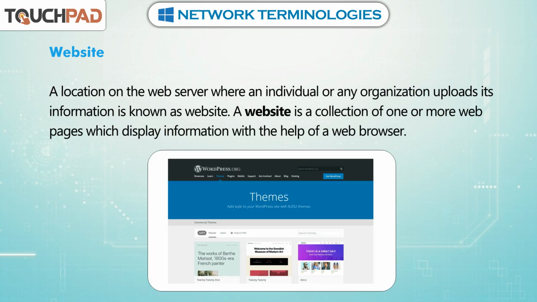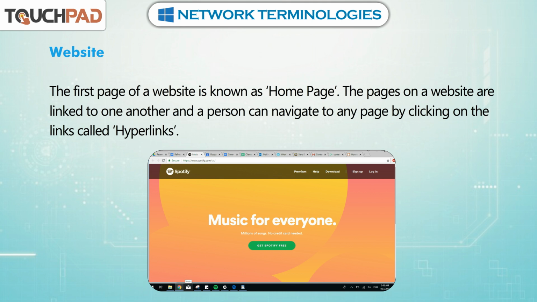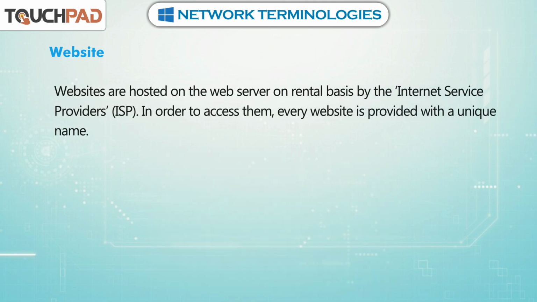Website. A location on the web server where an individual or any organization uploads its information is known as website. A website is a collection of one or more web pages which displays information with the help of a web browser. A website can be compared to a book which contains different chapters in the form of web pages. The first page of a website is known as home page. The pages on a website are linked to one another, and a person can navigate to any page by clicking on the links called hyperlinks.